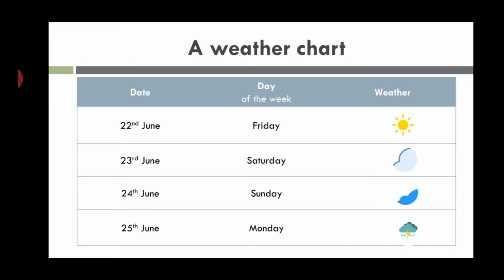Well, basically, the weather chart consists of the day of the week and the weather that shows the symbols of the weather. To make a weather chart, we observe the weather at the same time every day.